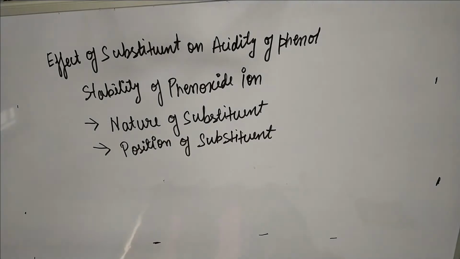So these are the two major factors responsible for the stability of phenoxide ion, due to which phenol shows the acidic character, because the acidity of phenol depends on the formation of phenoxide ion. We are going to discuss these two points one by one. The first point is nature of substituent. So how will the nature of substituent affect the acidic character of phenol?